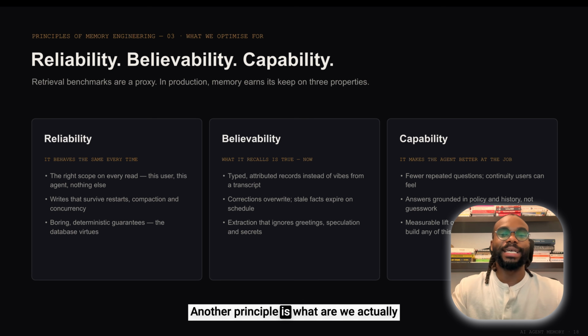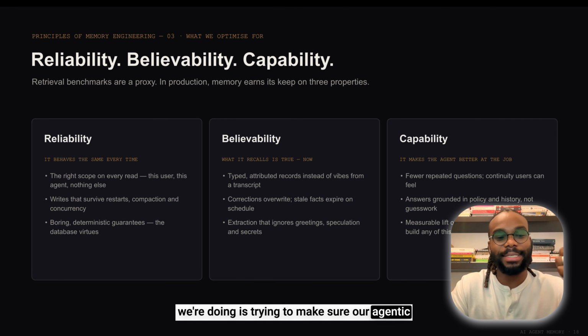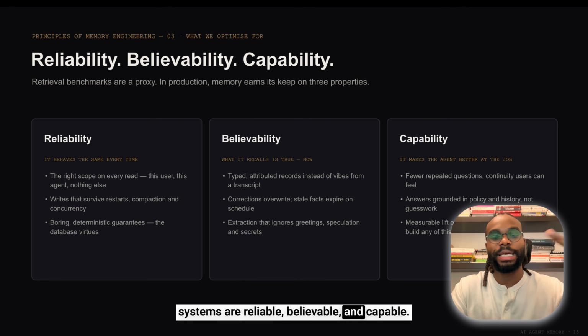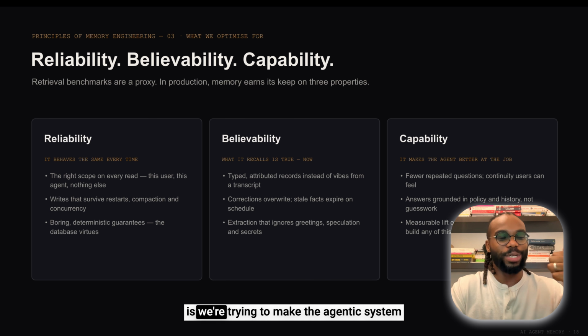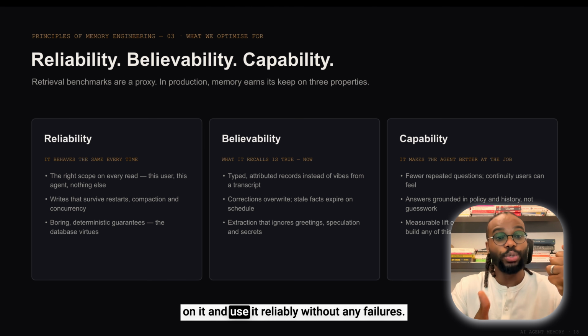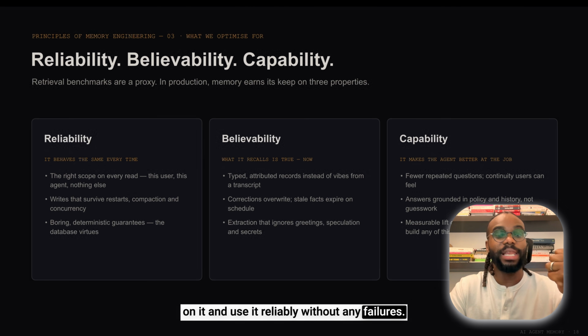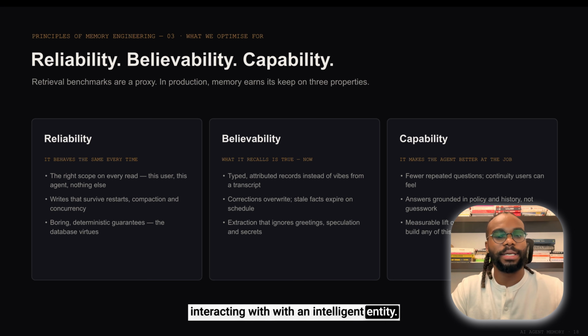Another principle is what are we actually doing with memory engineering, right? With the 4 Rs and the second principle, all we're doing is trying to make sure our agentic systems are reliable, believable, and capable. I call this the RBCs of agent memory. We're trying to make the agentic system reliable, which means people can depend on it and use it without any failures. And they can actually believe that they're interacting with an intelligent entity. And with memory done right, the system can become capable, essentially.